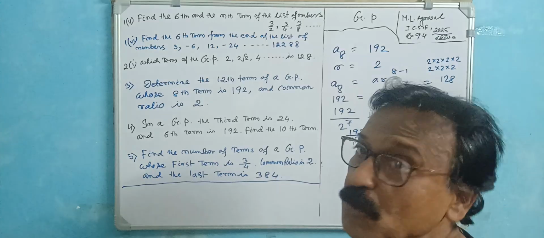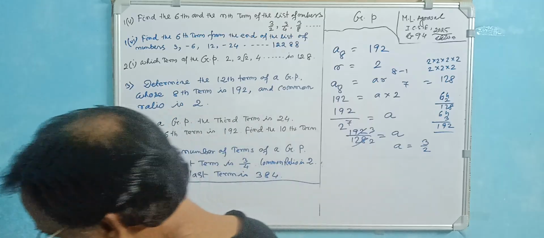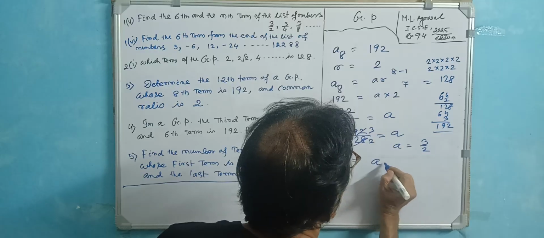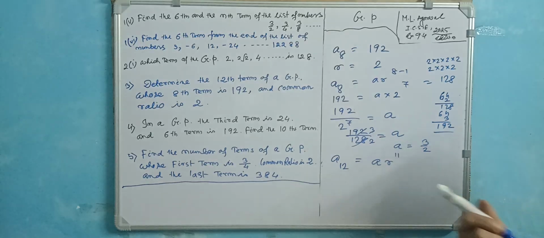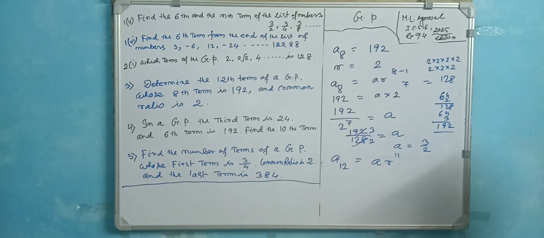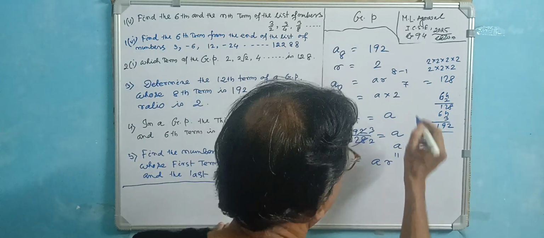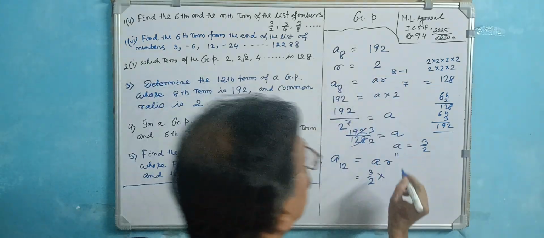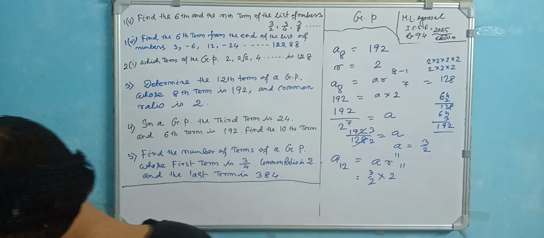Now determine the 12th term. You know the value of A and you know R, so no problem. A12 I directly write as A R to the power 11, that is n minus 1, where n is 12. Don't write repeatedly. So 12 minus 1 is 11. Clear? A is 3 by 2 and R is 2, so 2 to the power 11.